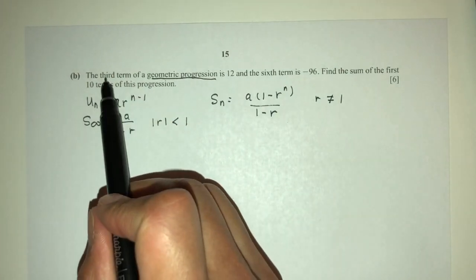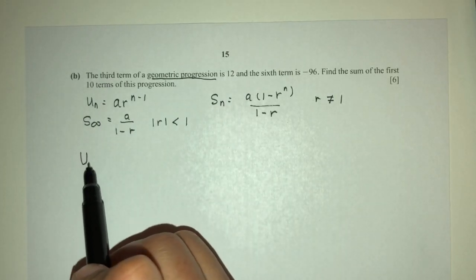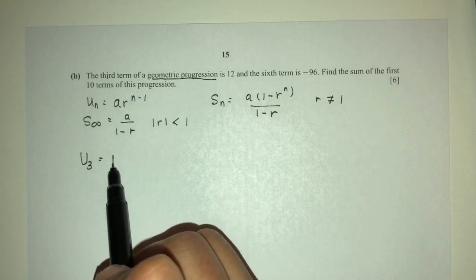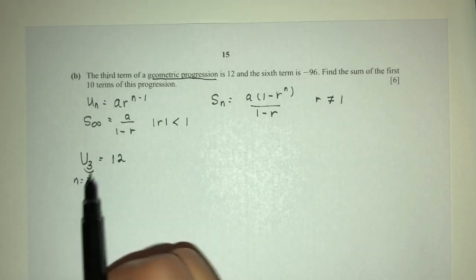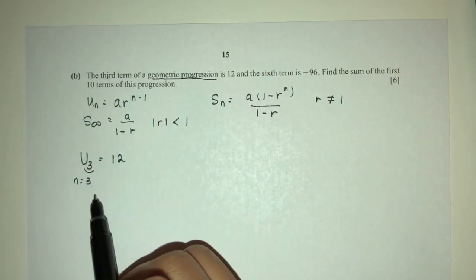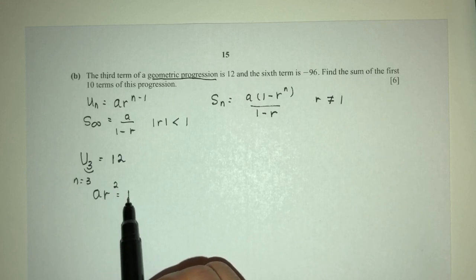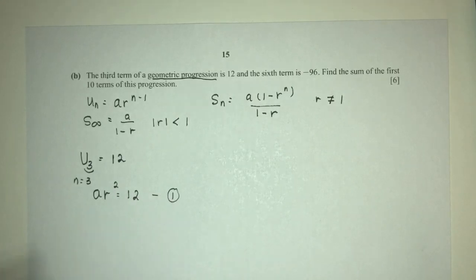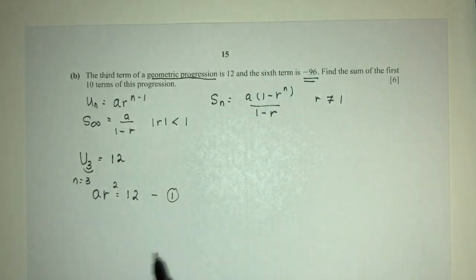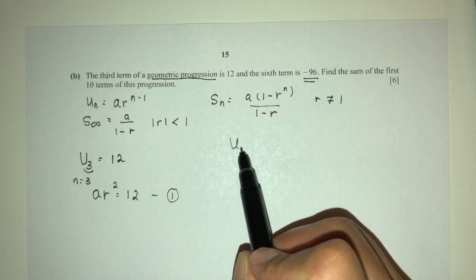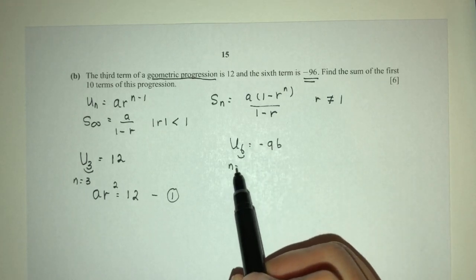So the third term of the progression is 12, so we know that u of 3 should be 12. So n is 3. Replace in here, you will have ar^(3-1), which is ar^2, that should be 12. That is my equation number 1. Okay, and the sixth term is minus 96. So u of 6 will be minus 96. So I know n is equal to 6.